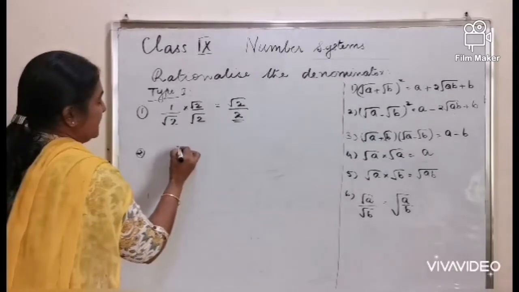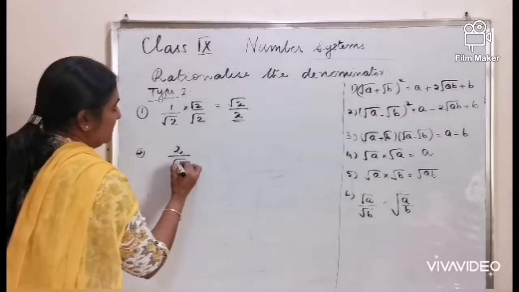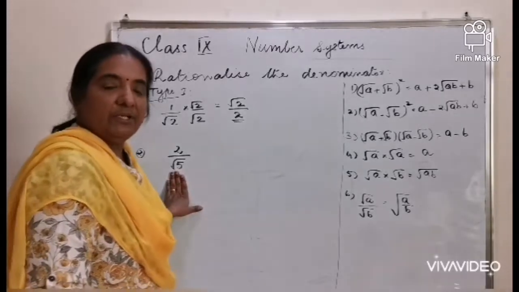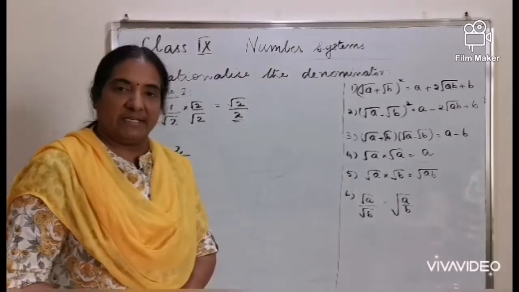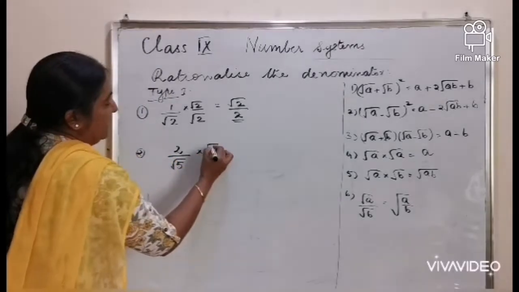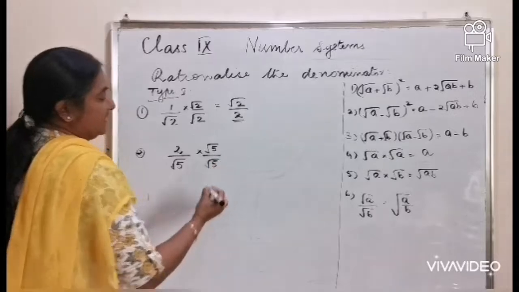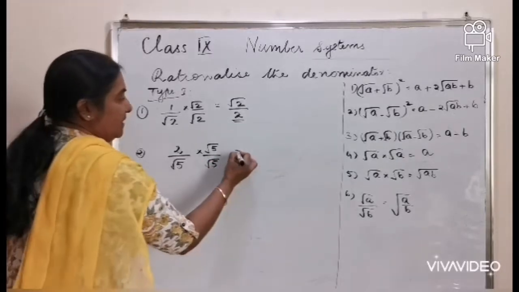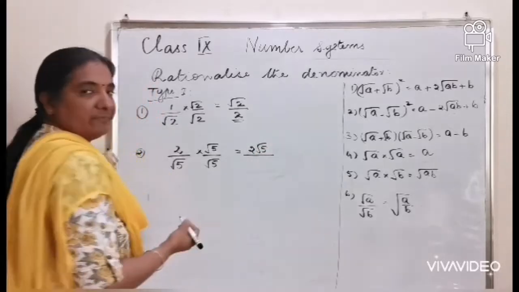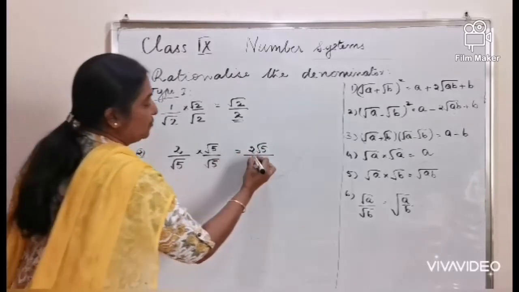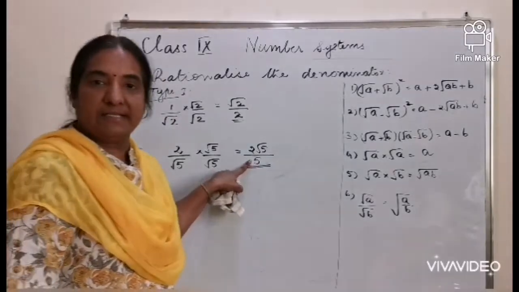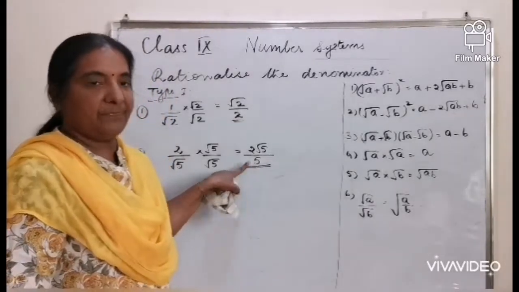You have to rationalize 2 by square root 5. The denominator is an irrational number. You have to convert it into a rational number, by the same procedure. Multiply and divide by the irrational factor root 5. 2 into root 5 is giving you 2 root 5, and root 5 into root 5 is giving you 5, which shows that the denominator is rationalized.